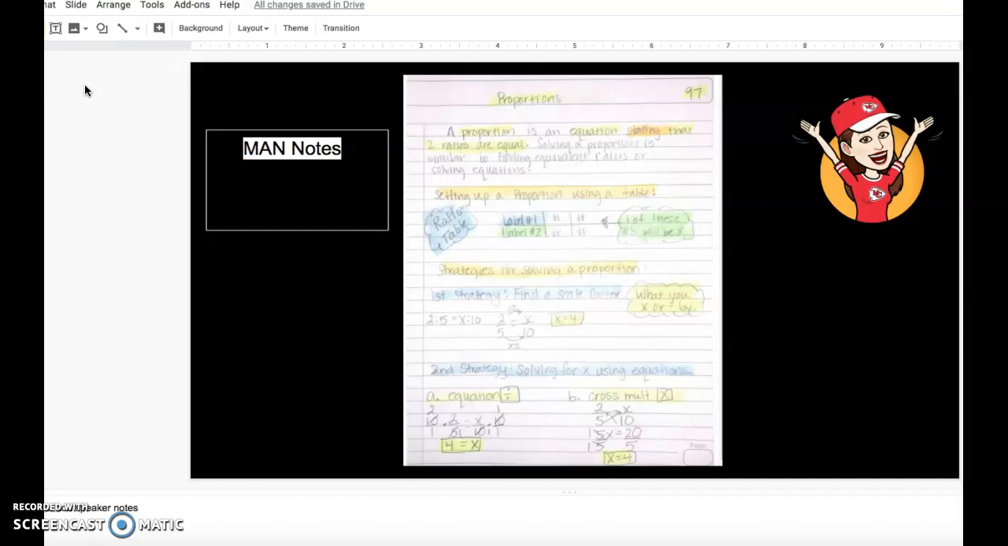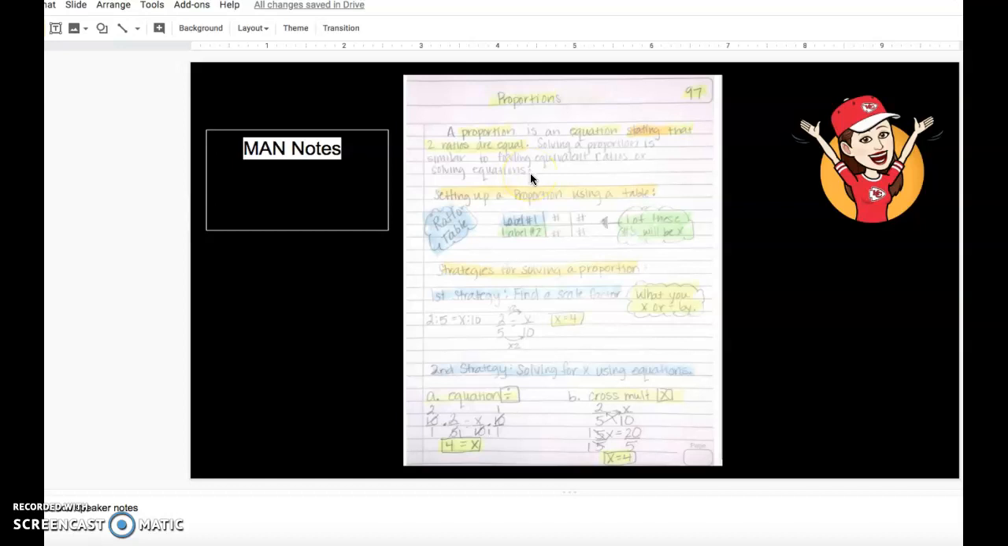And so I know some of you don't like just to read notes, so I thought maybe you would like a little narrative on proportions and me clarifying what a proportion is. So here's the definition. A proportion is an equation stating that two ratios are equal. Solving a proportion is similar to finding equivalent ratios or solving equations.